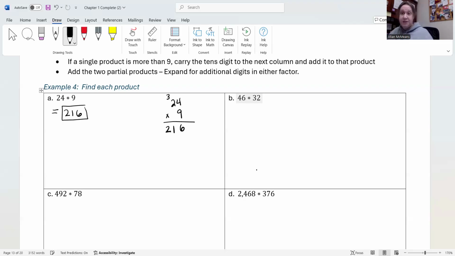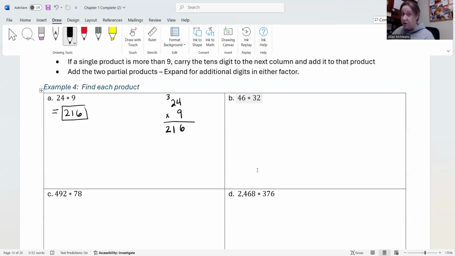That would be the same as taking 24 and adding it to itself 9 times. It would also be the same as taking 9 and adding it to itself 24 times. But who wants to do that? Who wants to take 24 and add it to itself 9 times? That would take a long time. Who would want to take 9 and add it to itself 24 times? That would take a really, really long time. This is a shortcut. This is a shorthand way of doing repeated addition. Okay, let's look at part B.